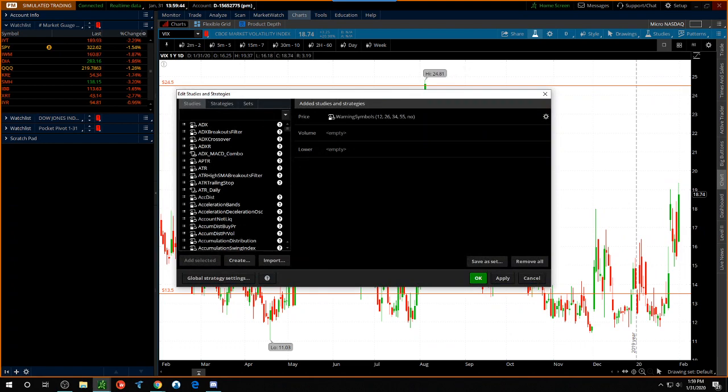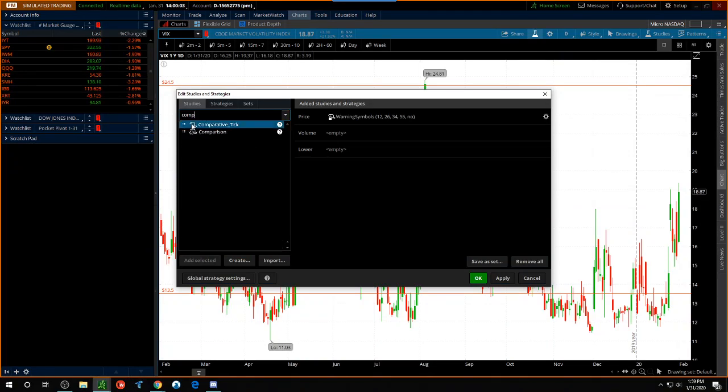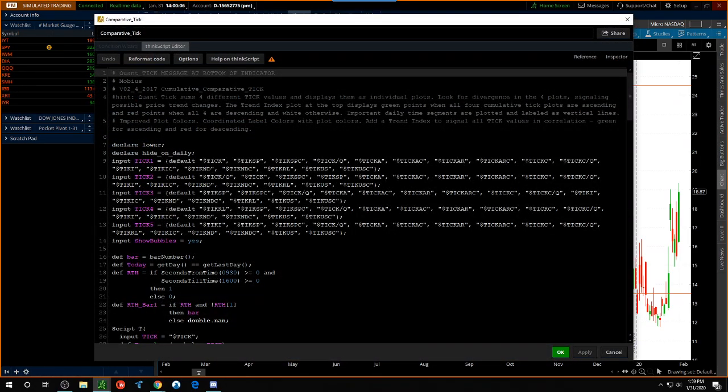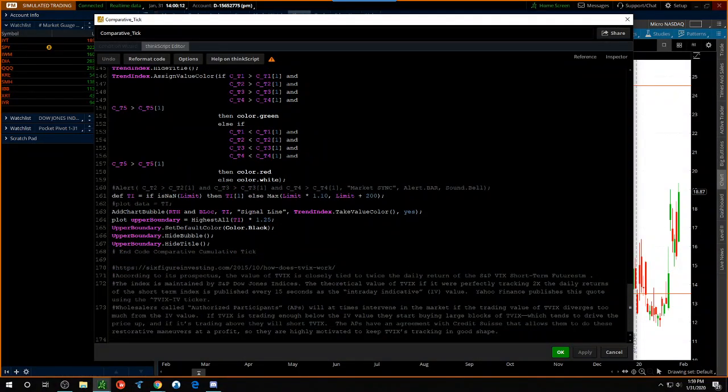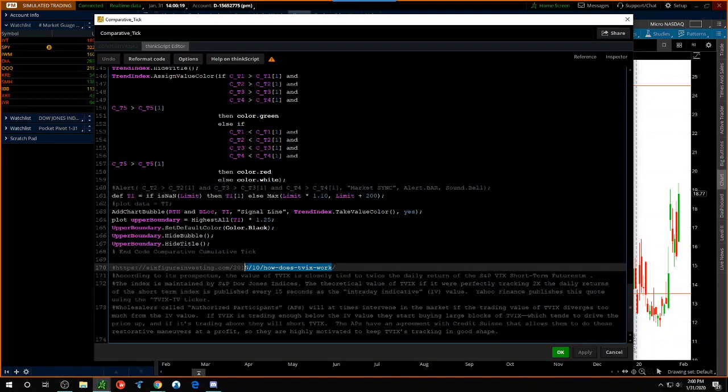The TVIX is made by Credit Suisse, so they own it, just like the Spiders are made by SPDR, right? It's a company. So TVIX is owned by Credit Suisse. And when I was out learning about volatility, I was looking at the different volatility products out there, and I came across how the TVIX works. I'll share the link if you want to go read about it.